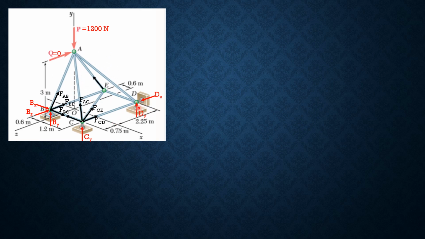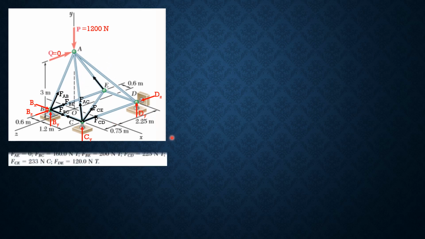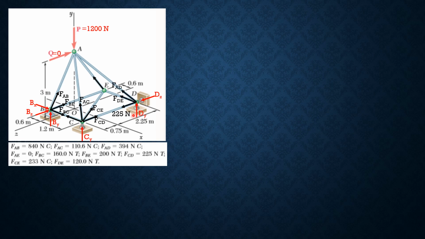So let's continue. So we now proceed to compute dy. So summation of moment, these are the unknown forces, and FCD was found in the preceding slide, 225 newtons. Summation moment about Bx equals 0 to solve for dy. So by right thumb rule, the curling of the forefinger should be this. So it is dy times 3 equals 1,200 times 0.75. So dy is 300 newtons.